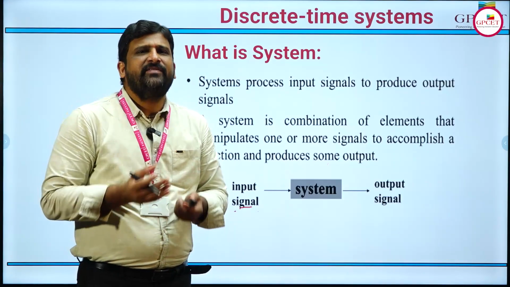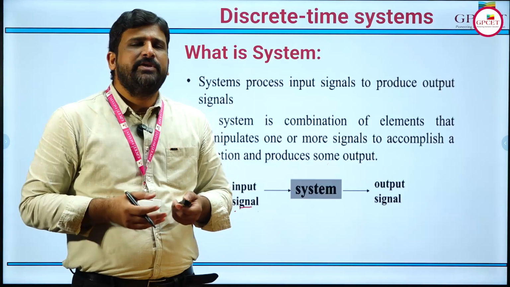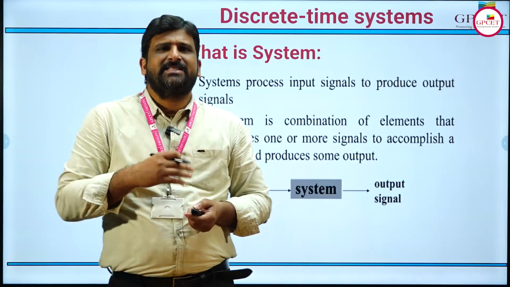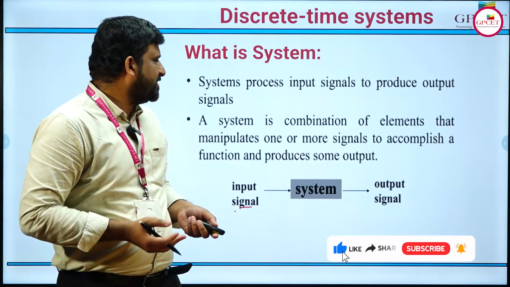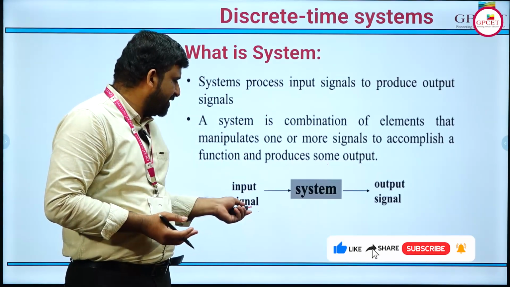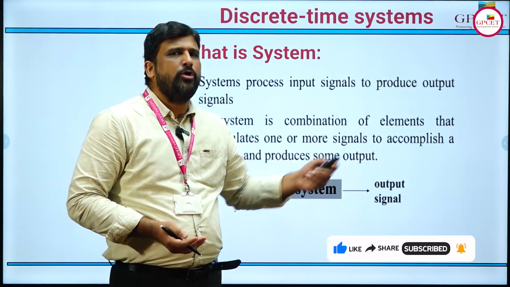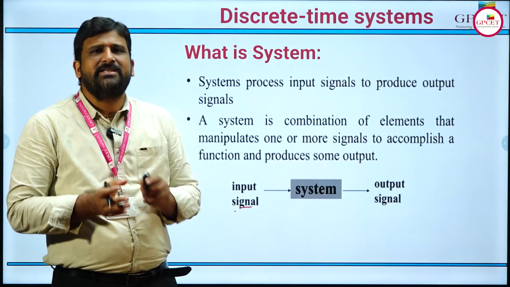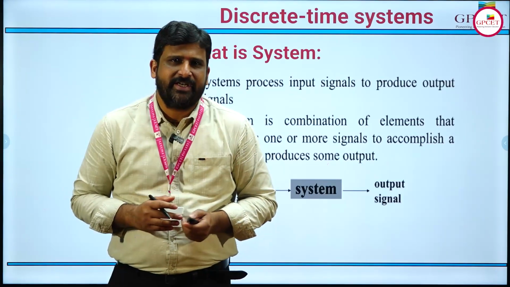So it's a device which consists of different types of blocks that is used to transmit signals, it may be one signal or different types of signals, from source to destination. You can see here the input signal, whatever it may be, is given to the system, which produces the output signal. So a system is a device which is used to transmit the signal from source to destination.